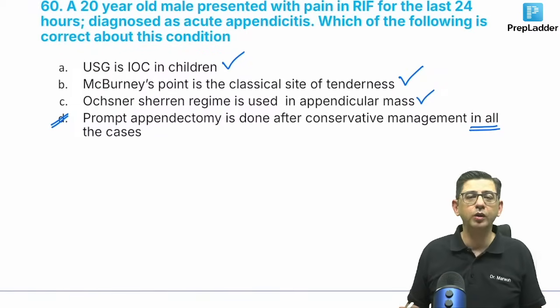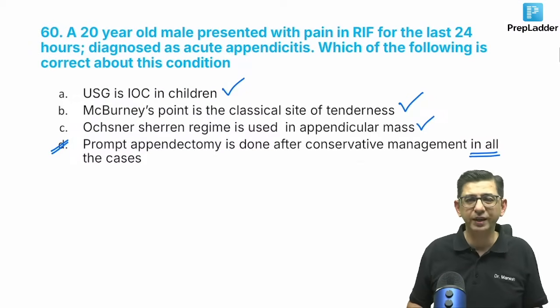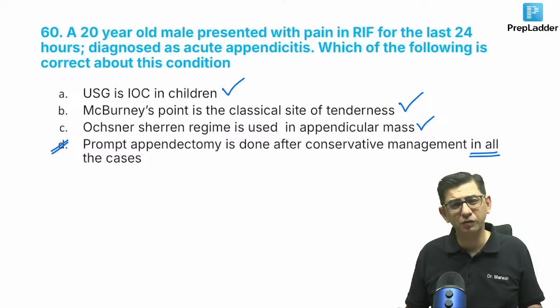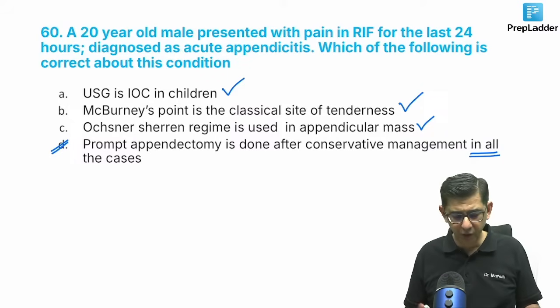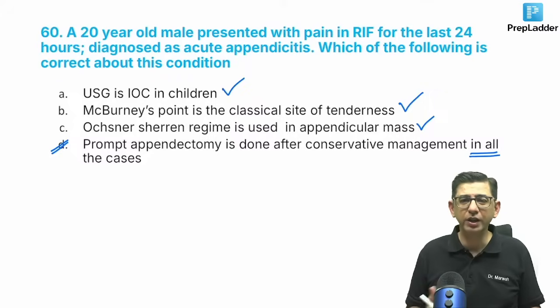Then is a case of acute appendicitis. For kids, we don't do a CT scan to avoid radiation exposure. So ultrasound makes sense. Ochsner-Sharon regime is used for conservative management in appendicular mass, not an abscess mass. But we don't do an appendicectomy in all cases. It's usually an interval appendicectomy.